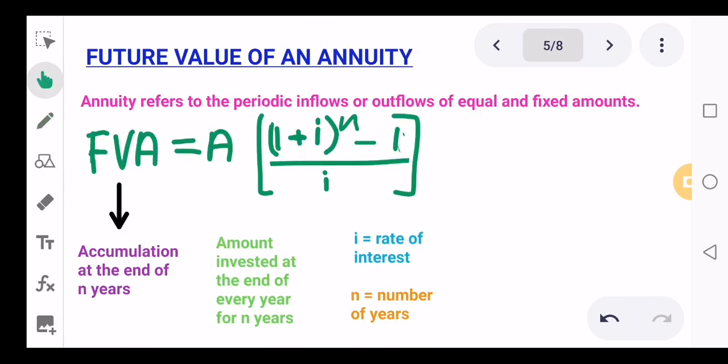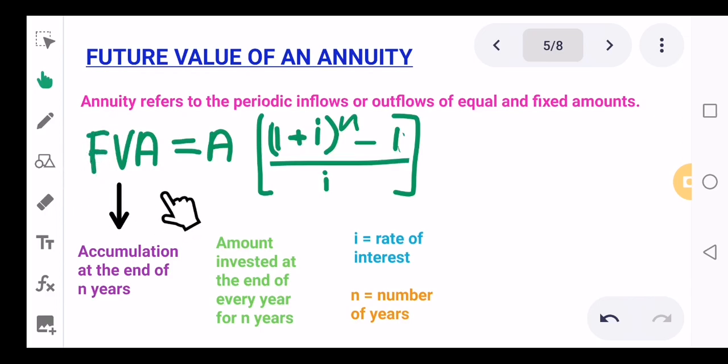Now the next question is regarding the future value of an annuity. For the future value of an annuity, to make things simpler, there's a formula given directly. Before we go to the formula, let's see what it means. Annuity refers to the periodic inflows or the periodic outflows of equal and fixed amounts. Now this refers to the future value of an annuity.